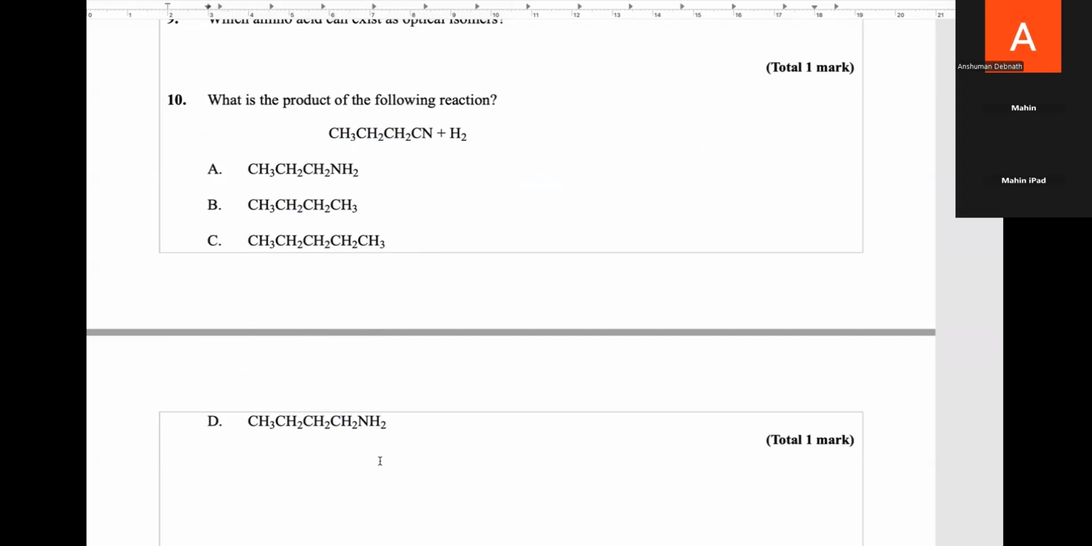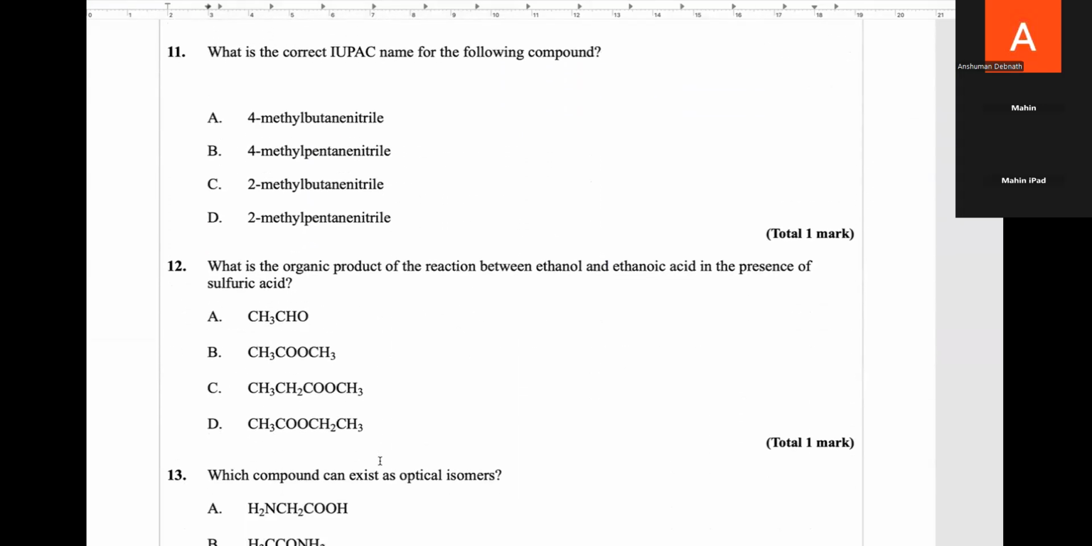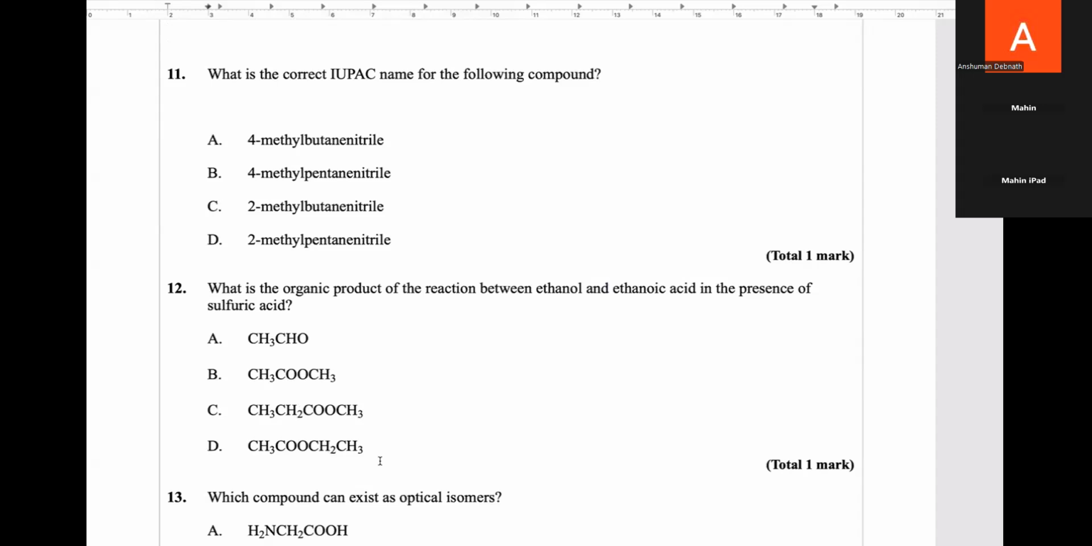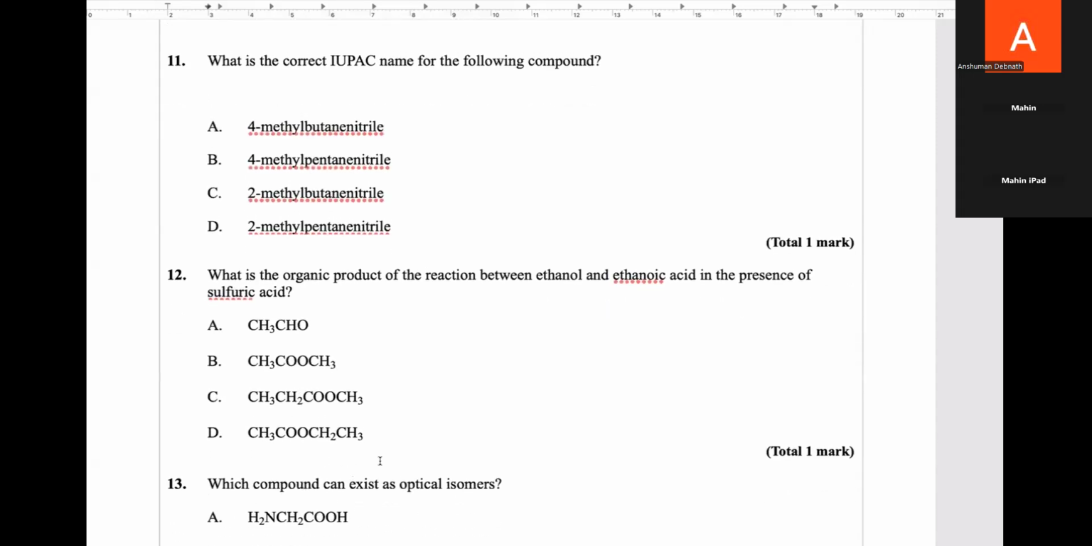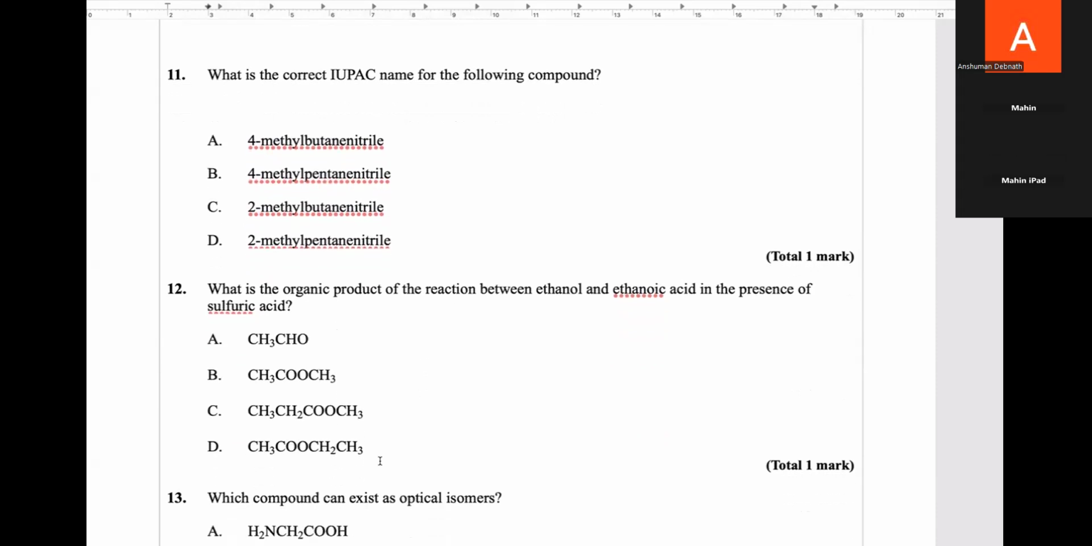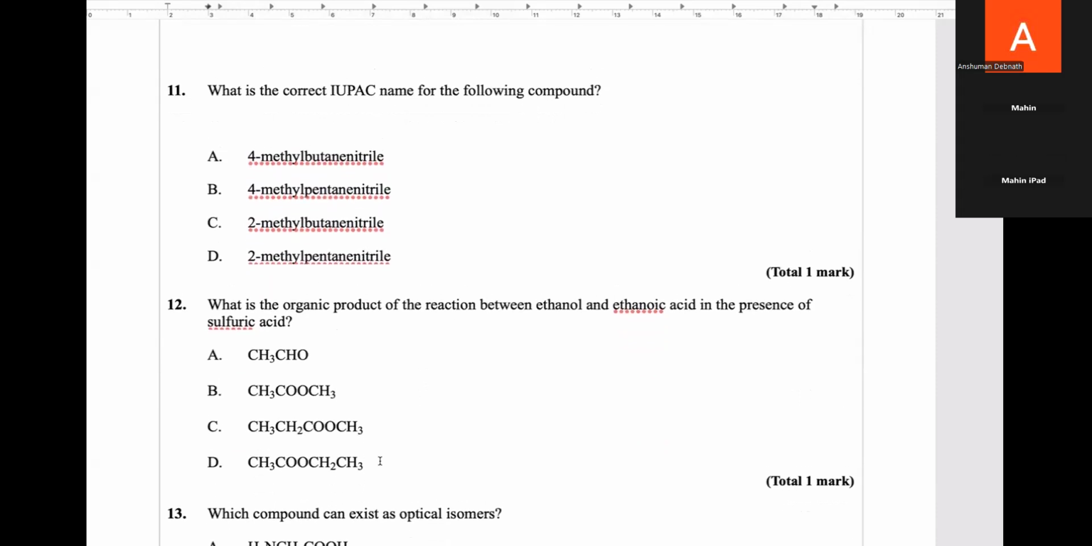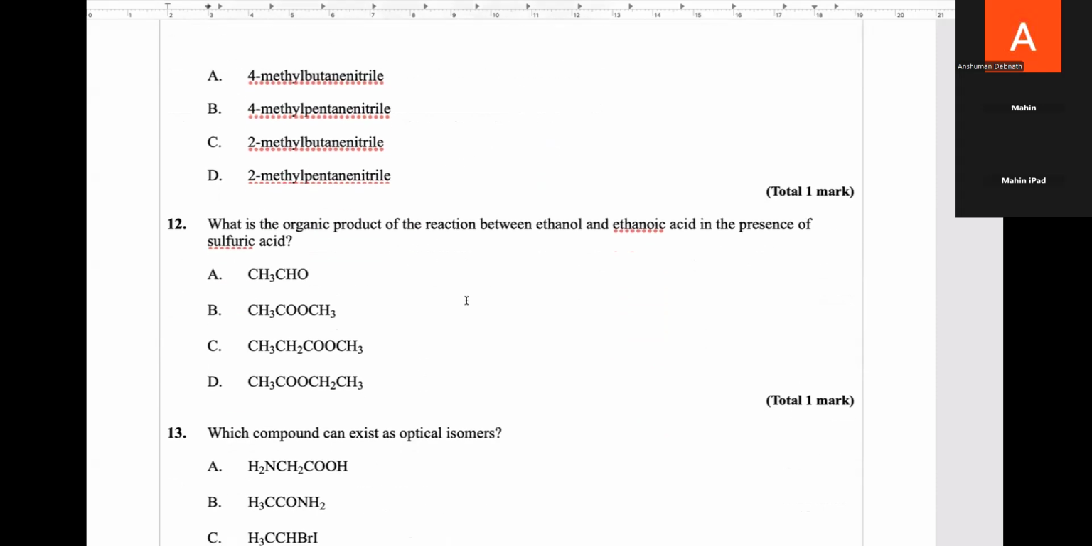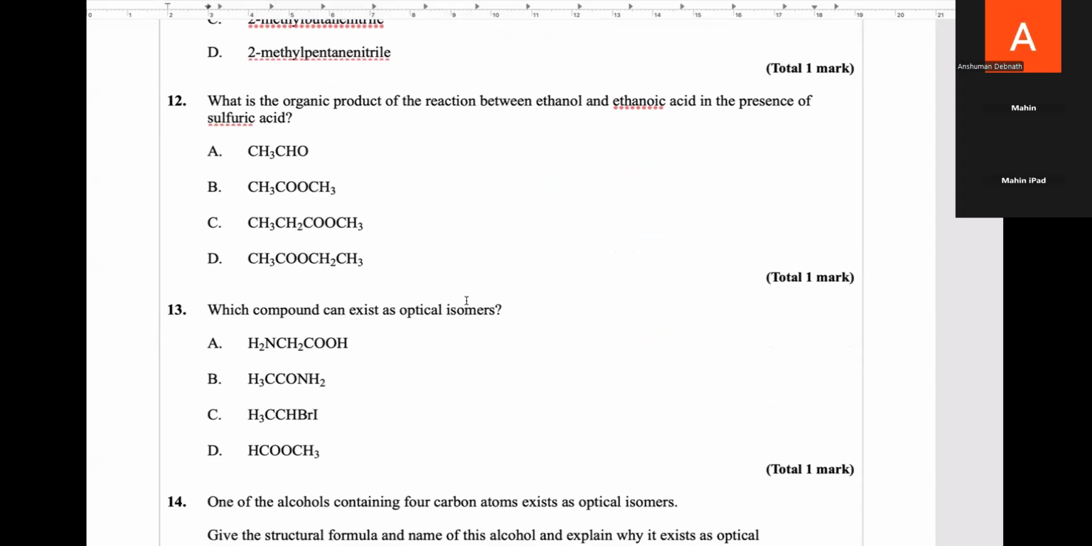This is all hard work which I've done for the past 7-8 years. Can you do this? What's the correct IUPAC name for this compound? So which compound doesn't show it? Wait, this structure is not there. Can you go down, please?